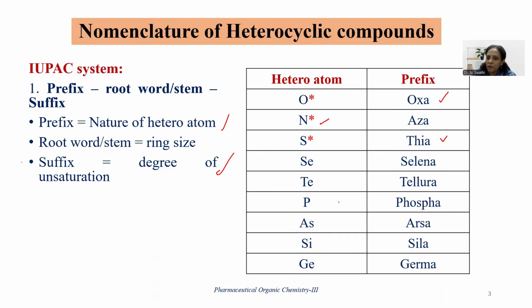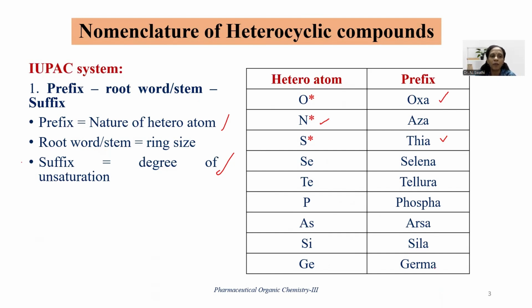In case of phosphorus, phosphor. Arsenic, if it is present in the cyclic ring system, then arsa. If silicon is present in the ring system, sila. And if a germanium containing heterocyclic ring system is there, then that should be provided in the prefix like germa. So this is how, depending on the nature of the heteroatom, we have to indicate it in the prefix.